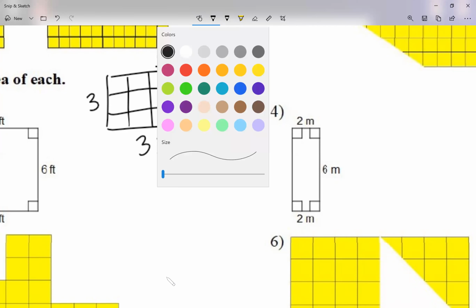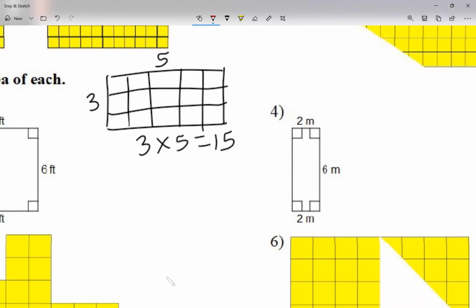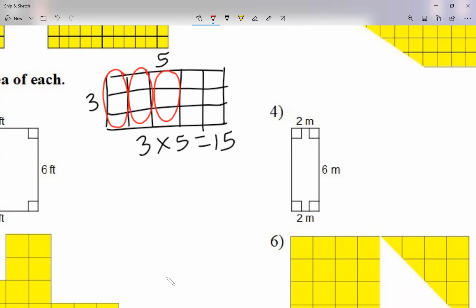Now let me explain why, right? Like really, why is that? Because we could count, and there's 3 squares here. There's 3. There's 3. There's 3. So I could count 3 plus 3 plus 3 plus 3 plus 3. But didn't we learn back in kindergarten that when you add the same number over and over, that's multiplication? We're adding 3 5 times. So it's just 3 times 5.